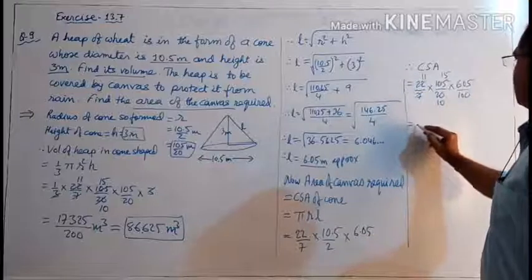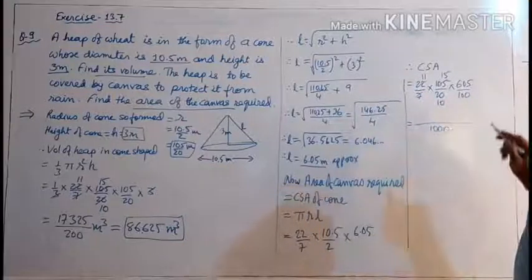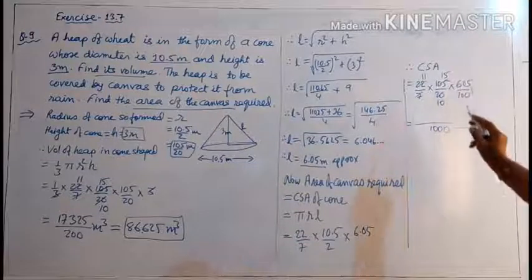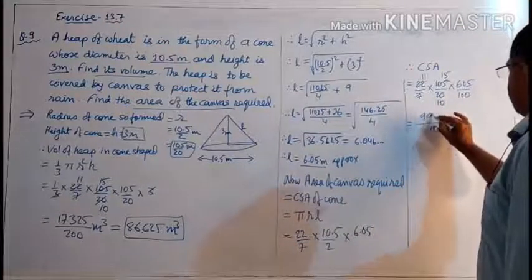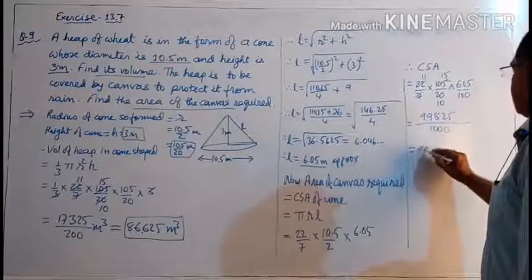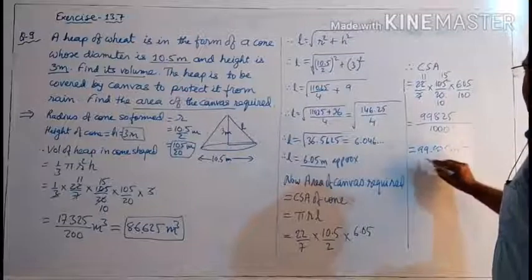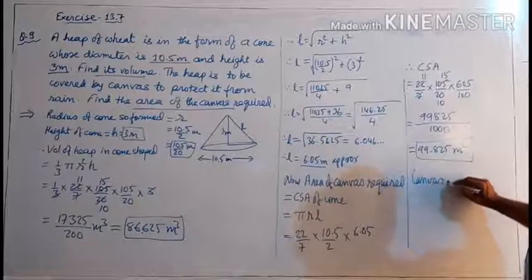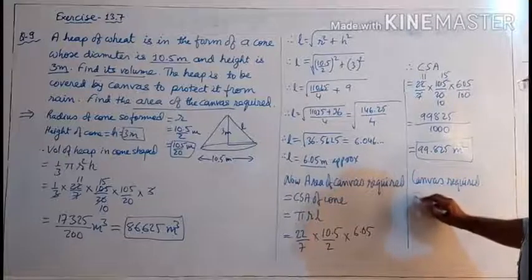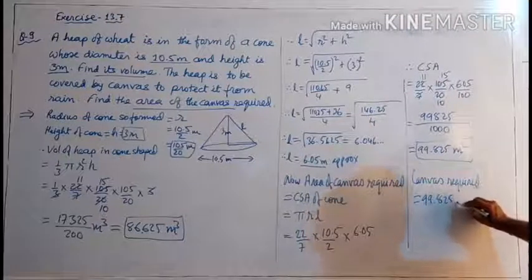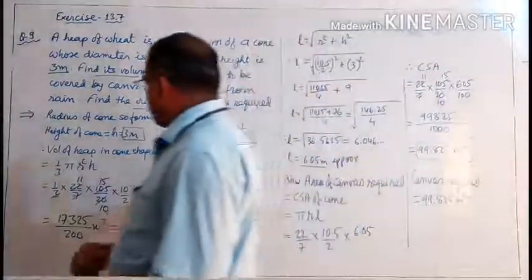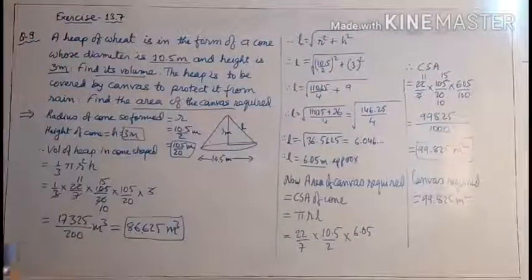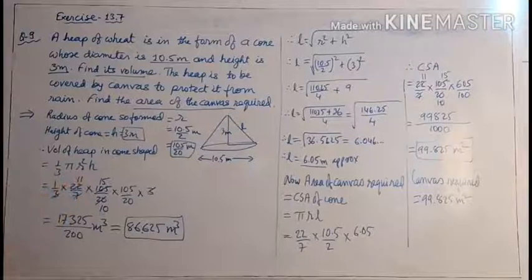The denominator is 1000, so let it be as it is. So 11 into 15 into 605, and we get 99,825, that is 99.825 meter square. This is nothing but the area of the canvas. So the canvas required is equal to 99.825 meter square. Here we have got two things: the canvas required to cover this heap of wheat in the shape of a cone, and also the volume of the wheat in the shape of a cone.